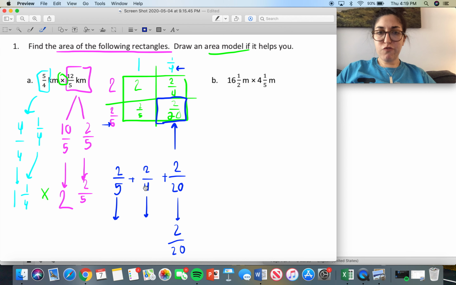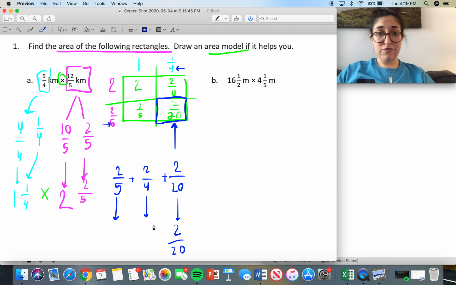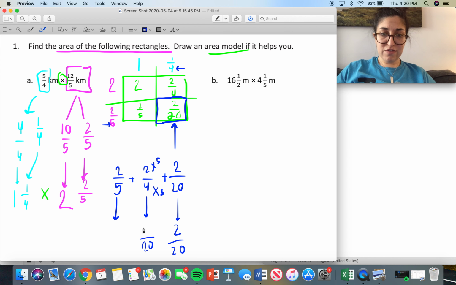But if I'm using 4, how many cuts did I have to make? If I started with 4 cuts, how many times did I have to cut it again or multiply by 4 to get to 20? Let's go 4, 8, 12, 16, 20. I had to make 5 cuts. So I'm going to multiply this by 5, and I'm going to multiply this by 5, because whatever I do to the bottom, I also have to do to the top. 4 times 5 is 20, and 2 times 5 is 10.